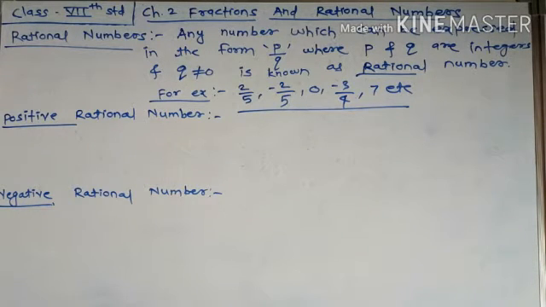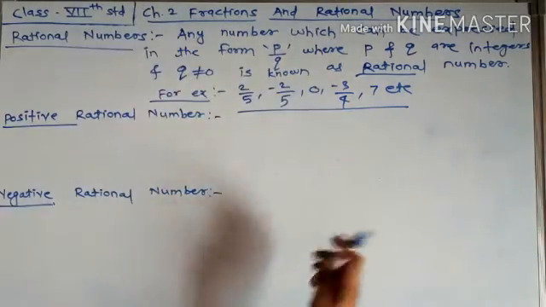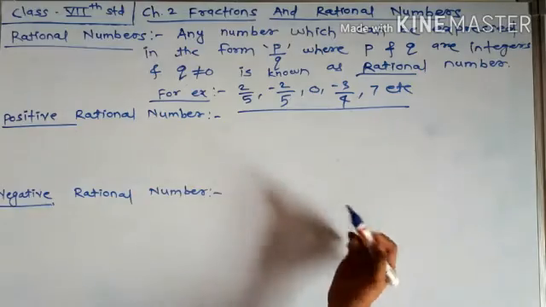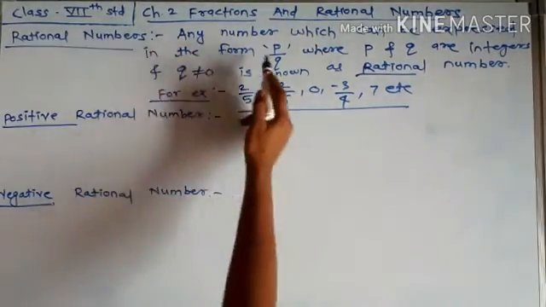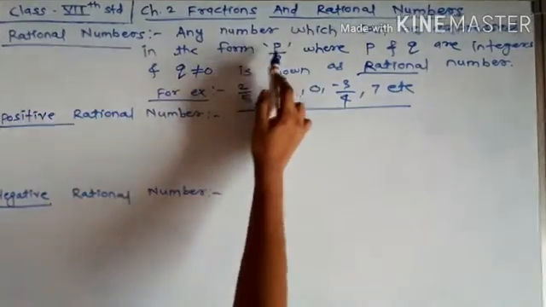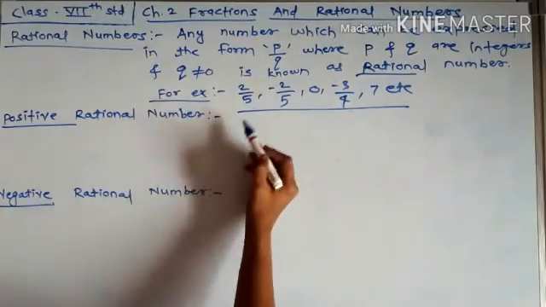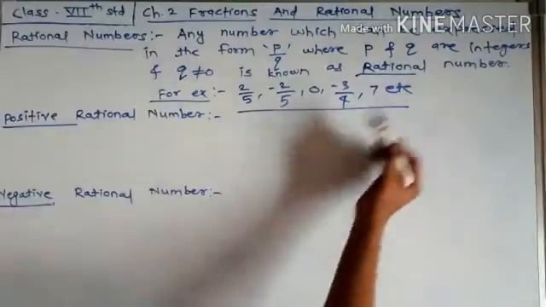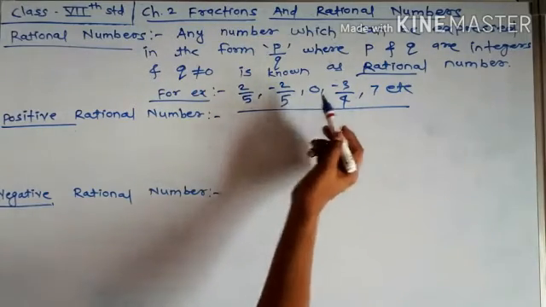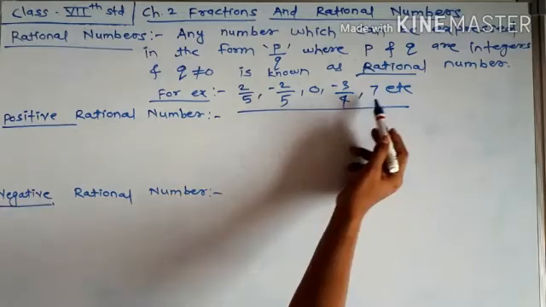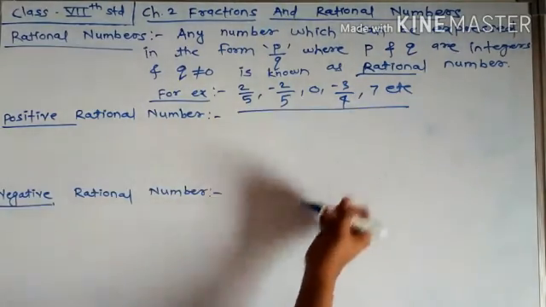In the first part we have seen about fractions, and in the second part we will see about rational numbers. So firstly, we will see the definition of a rational number. Any number which can be expressed in the form p by q, where p and q are integers and q is non-zero, is known as a rational number. For example, 2 upon 5, minus 2 upon 5, 0, minus 3 by 4, 7 and so on are all examples of rational numbers.